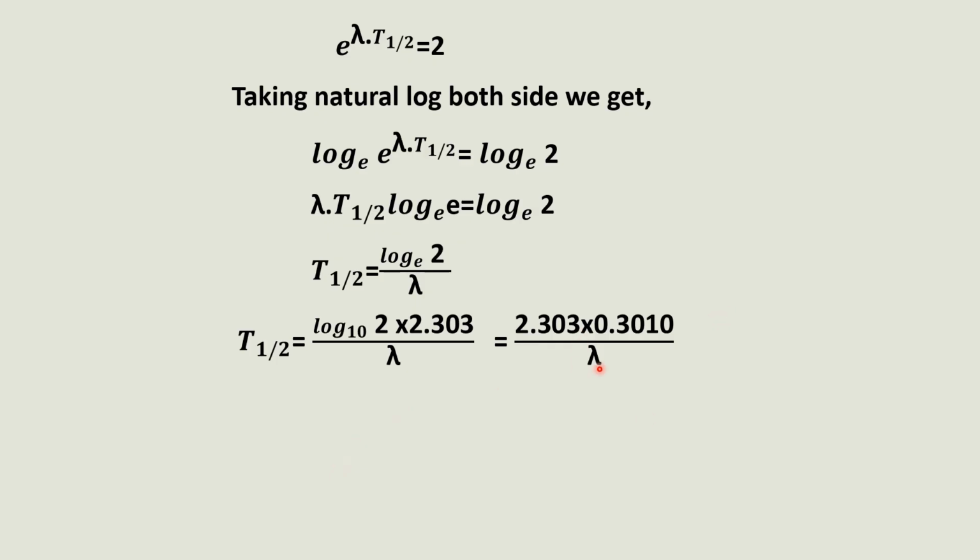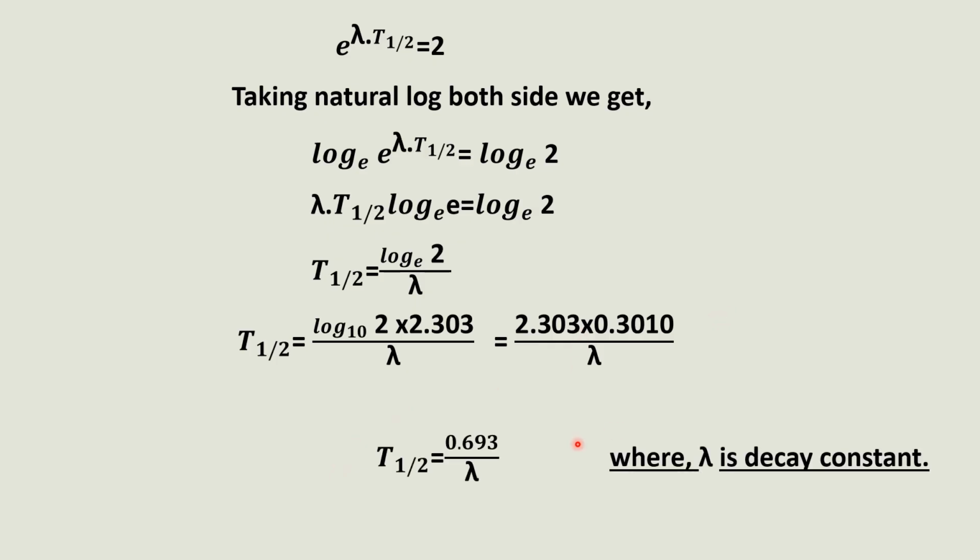After multiplying this, we get the half-life equation, that is, t half is equal to 0.693 by lambda. This is the equation for half-life time, where lambda is the decay constant.